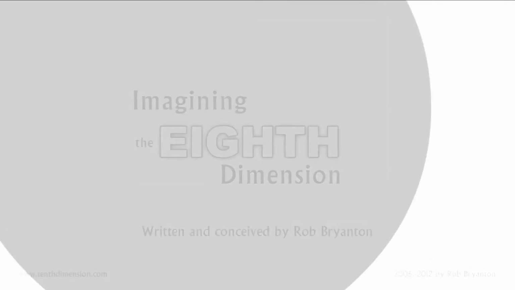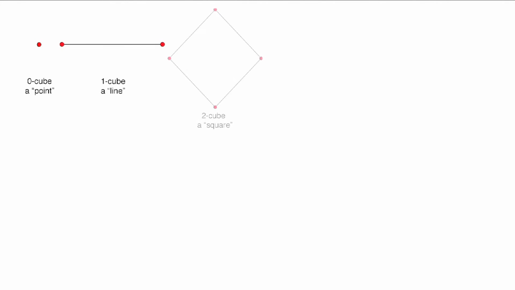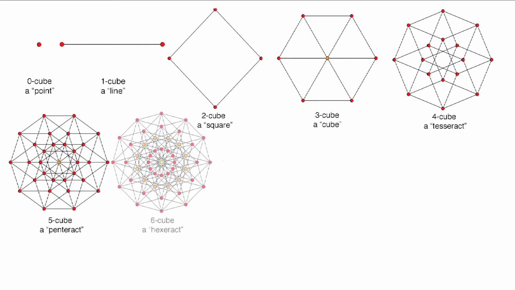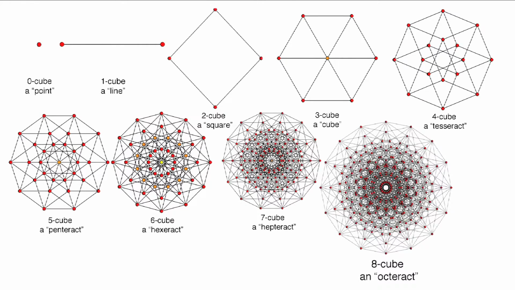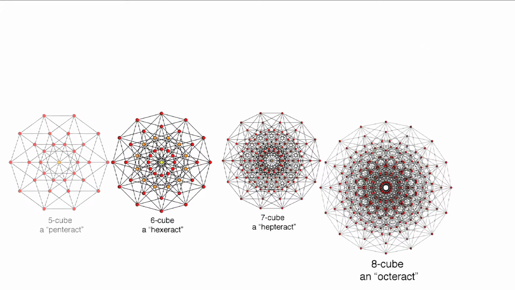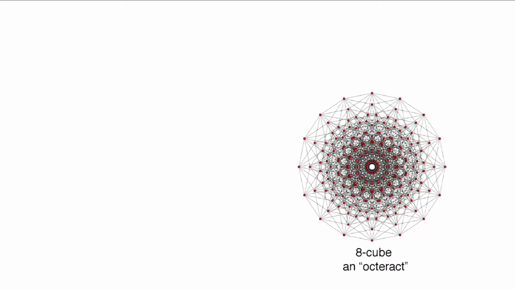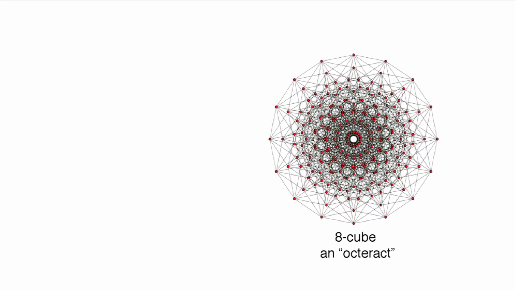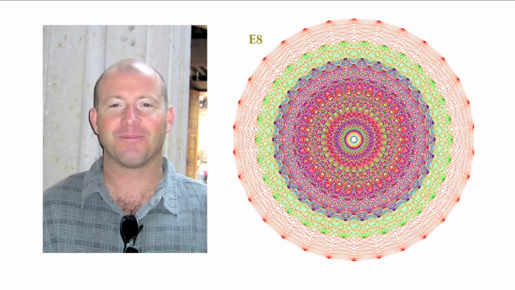Imagining the eighth dimension. As we continue to add dimensions, the orthogonal hypercube projections that we're looking at here with each new dimension become increasingly ornate and, dare I say it, more Mandela-like. Another eight-dimensional shape that we've looked at with this project is Garrett Lisi's E8 rotation.